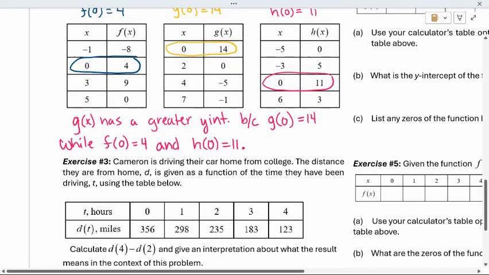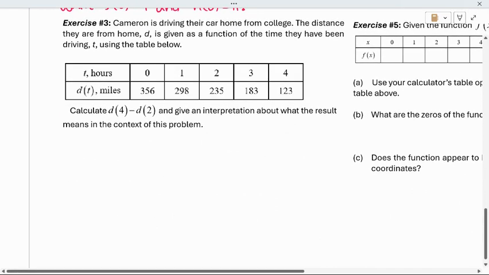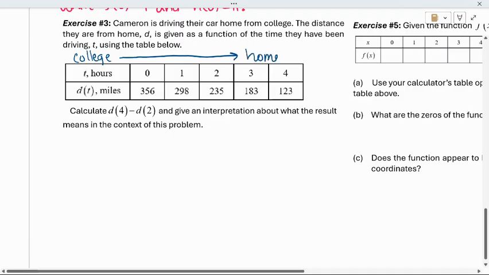Good? Perfect. Okay. So Cameron is driving their car home from college. He starts at college and he's traveling home. That's where he's going. The distance they are from home is given as a function of time that they've been driving. T is my time in hours. D of T is my distance in miles.